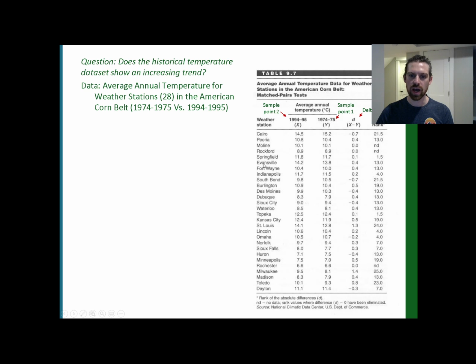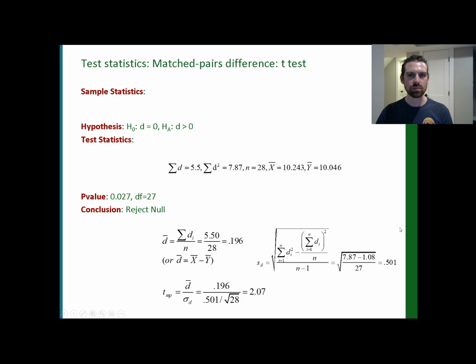Okay, so these are all places in the Corn Belt, so you'll probably recognize Kansas City, St. Louis, Omaha, Nebraska. And for those d values, we need to subtract one from the other, and we end up with these differences here. And then we can allocate ranks to them if that's what we want to do. This time around we're not allocating ranks to them yet, and we're just focusing on the parametric version of the test.